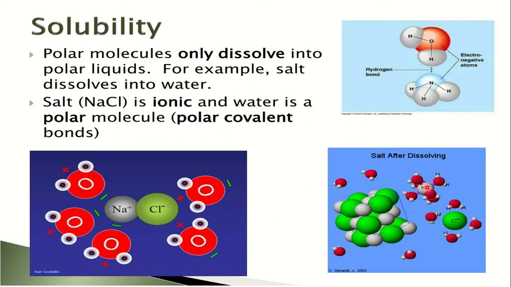Dear student, you learned in your previous chapter, chapter 4, a periodic property: electronegativity. Look, polar molecules only dissolve into polar liquids. That means, as I told you, ionic compounds are polar compounds. So they are polar molecules. They are dissolved into polar liquids.